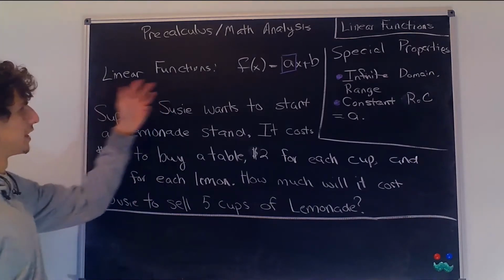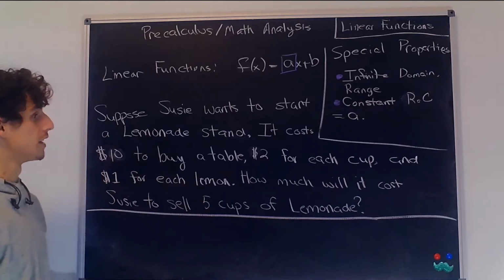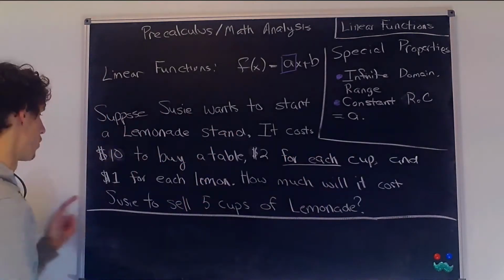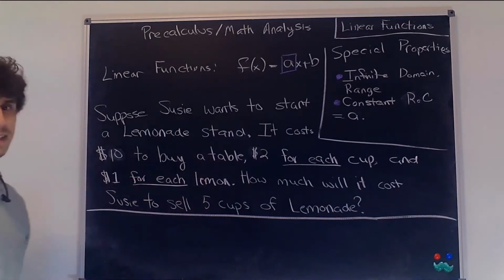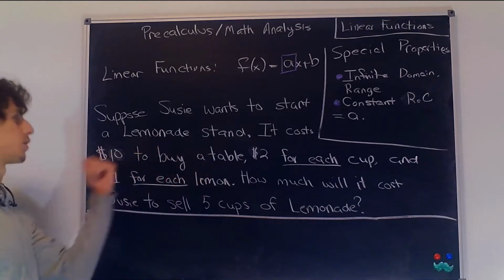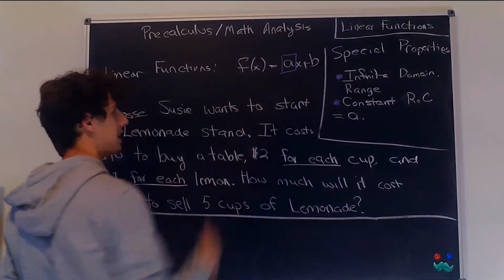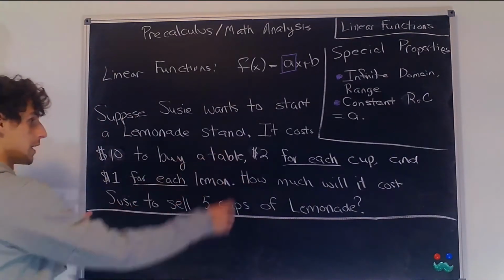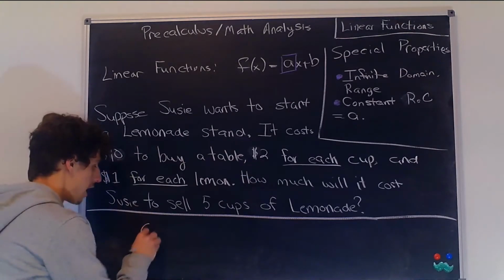We want to use a linear function, because that's what we're looking at here. But the reason we know we want to use a linear function is this verbiage: for each. We have $2 for each cup and $1 for each lemon. That means each time she buys a cup or each time she buys a lemon, it's going to cost her $2 or $1 respectively. So we know that that is our ax in this case. For each cup, it's going to cost Susie $3 because she has $2 for the cup and $1 for the lemon. So we're going to write function C.